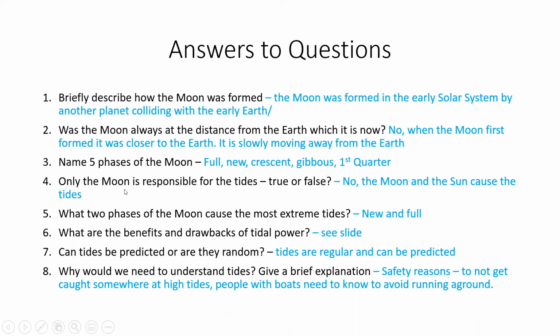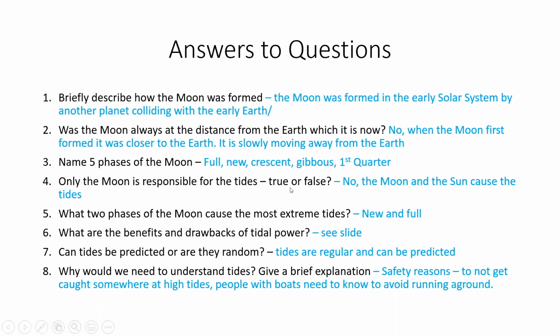Question 4, only the moon is responsible for the tides. Is this true or is this false? No, the moon and the sun cause the tides together. It's the gravitational pull of the moon and the sun together that causes the tides. Question 5, what 2 phases of the moon cause the most extreme tides?